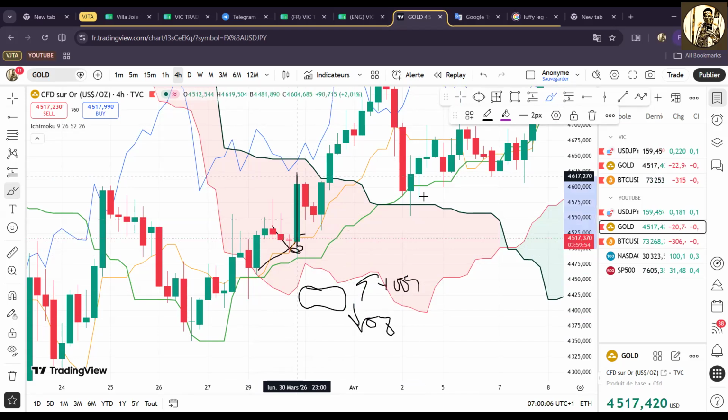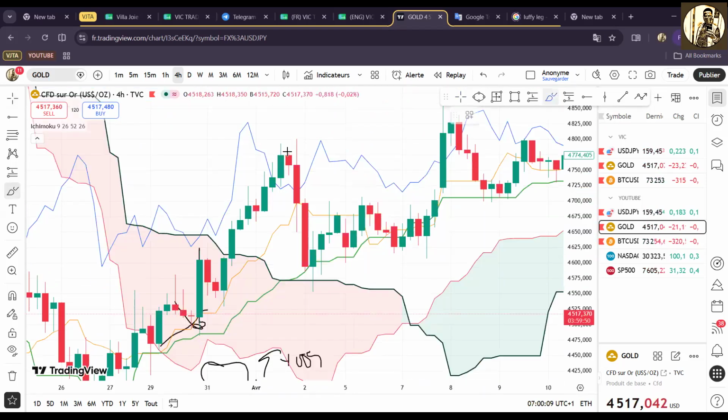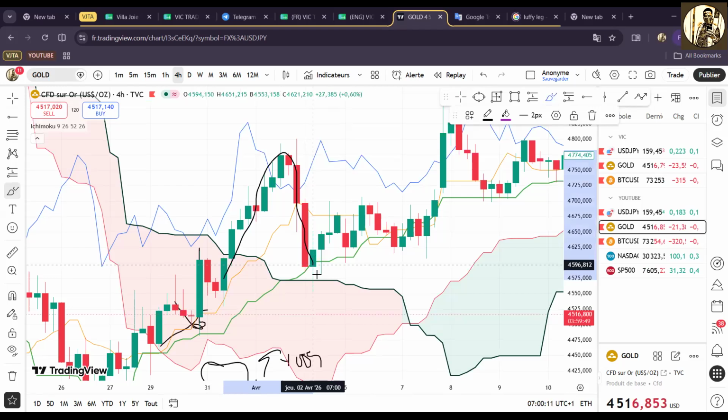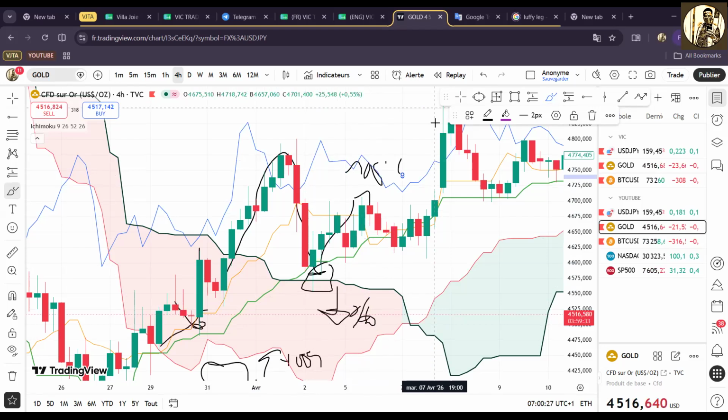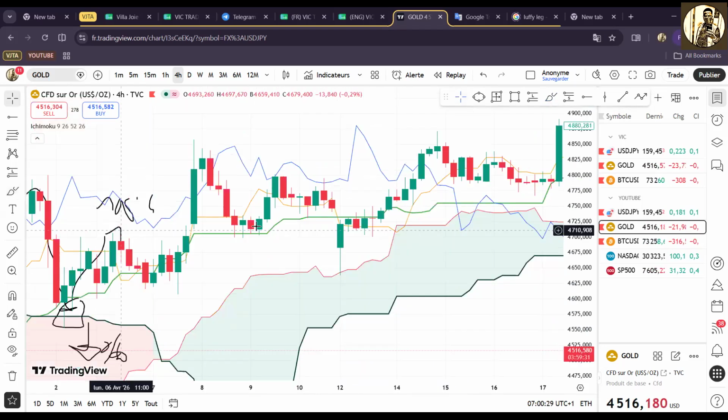So Kijun also does the same. You can look, for example, the price went up and then touched Kijun here, right? And arriving at Kijun, the price stopped falling down. So Kijun gave zero probability to the price to keep falling down and 100% probability to go to the upside. That's how you know that you can make a profitable investment. So you also have SSA here.